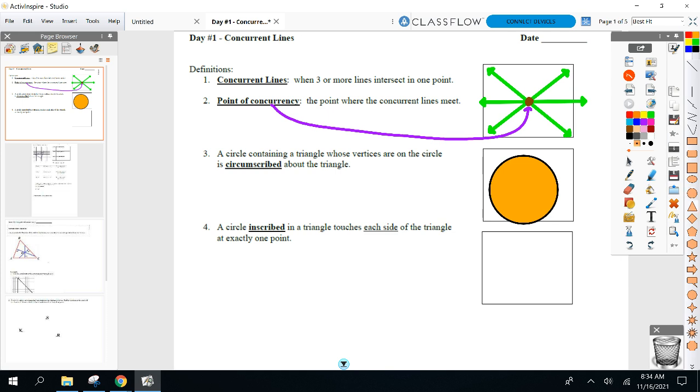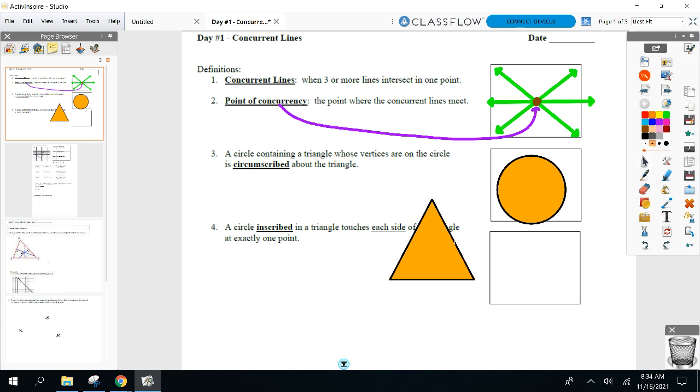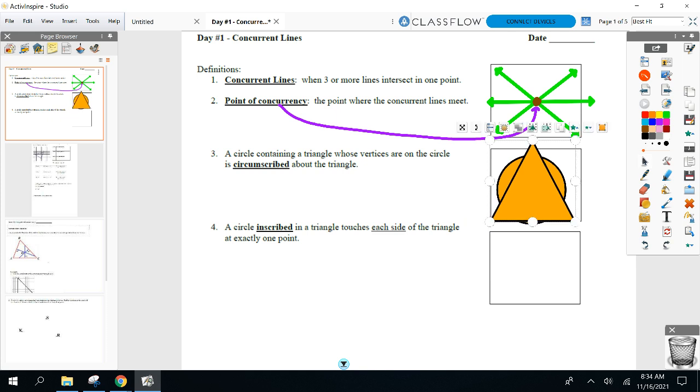Now what I need you to do is draw a triangle inside the circle, but make sure all 3 vertices touch the circle. So that's a little too big, so just let me scale it down. Make sure all 3 vertices touch the circle. There it is. So we say the circle is circumscribed around the triangle. It's on the outside.